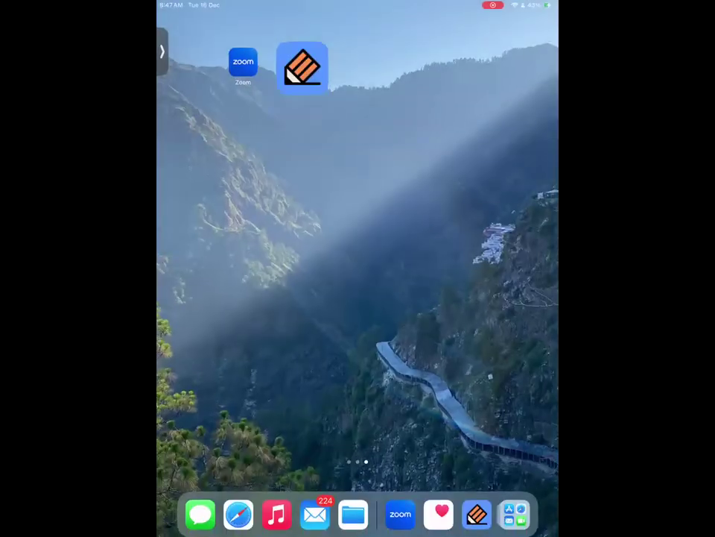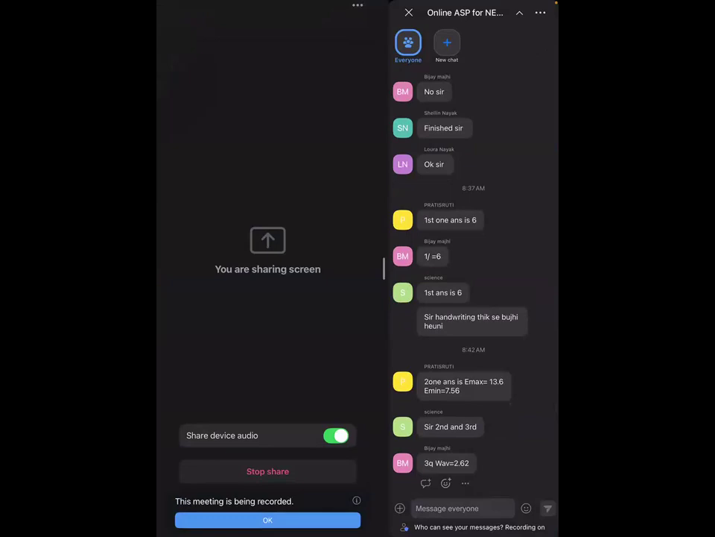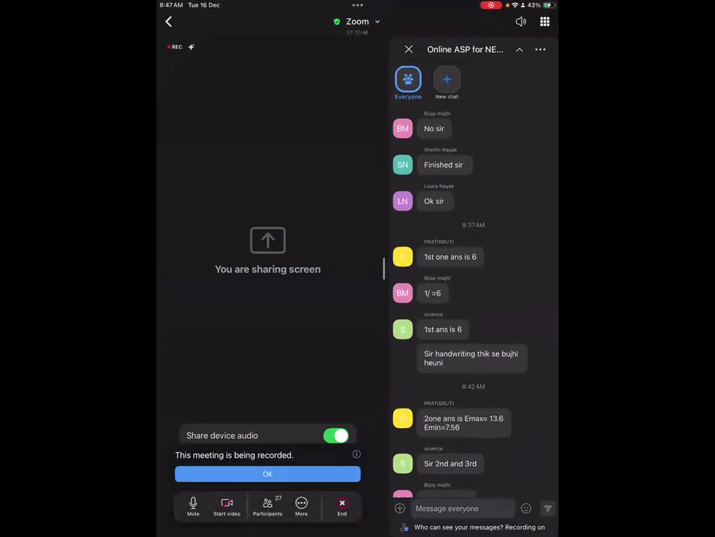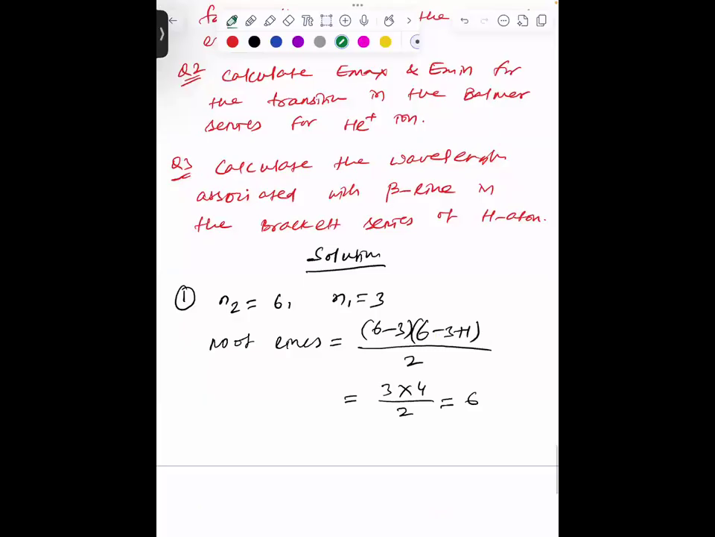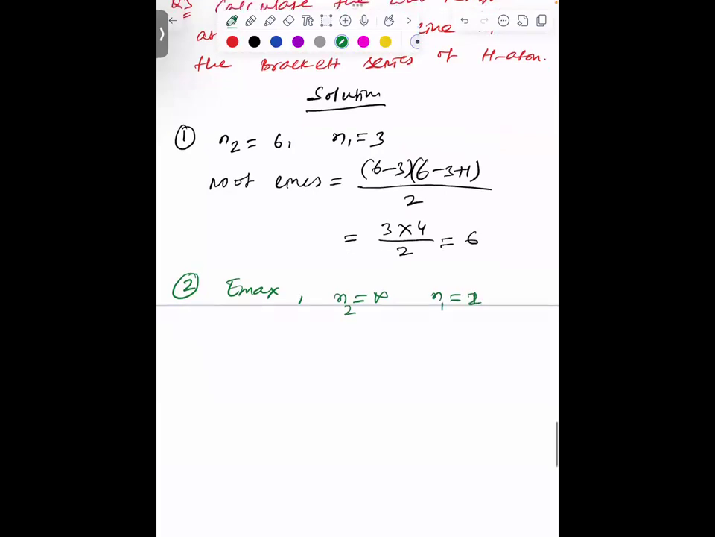Was the answer correct? Write in the chat box. How many of you did this correctly? Next come to the second question. Calculate the energy maximum and energy minimum for the transition of Balmer series of He plus. For E max in Balmer series n2 is infinity and n1 is 1. Sorry, Balmer series n1 is 2.